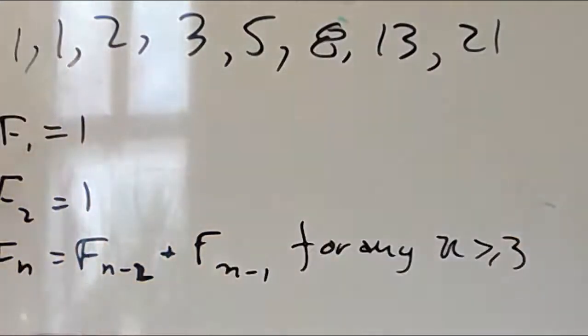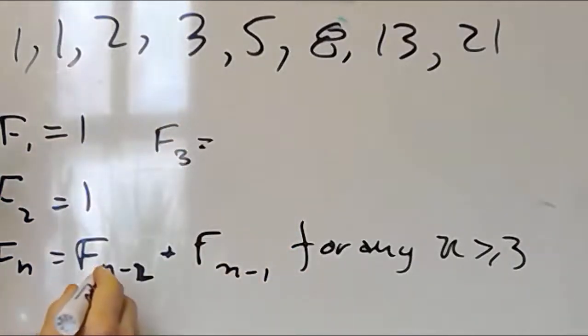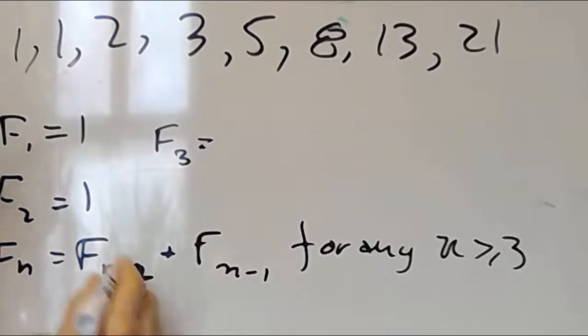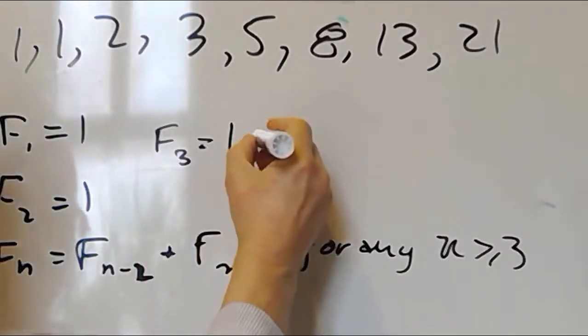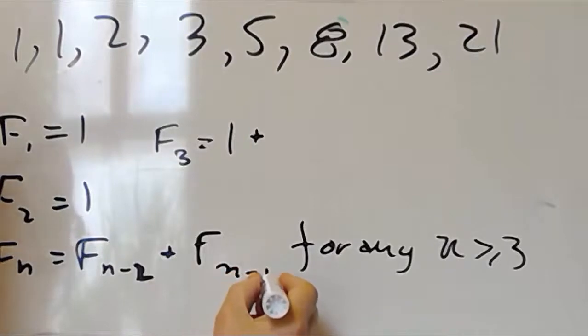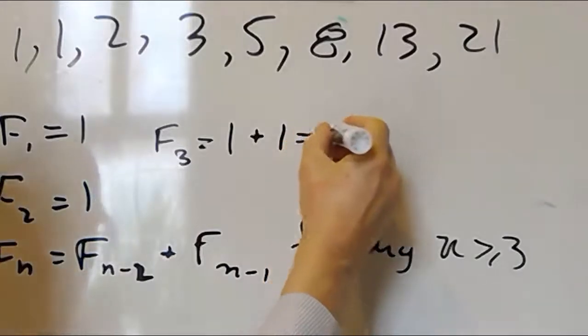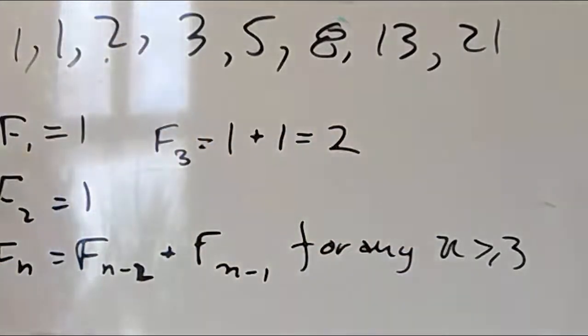So for example, if I put 3 here, I'll just put F3. That will be 3 minus 2, which is 1, so that'll be F1, which is 1. And then plus Fn minus 1, so that'll be 3 minus 1, which will be F2, which is 1. So that will be F3, and that will give us 2, just like we see there. So we can do that with any of the Fibonacci numbers.